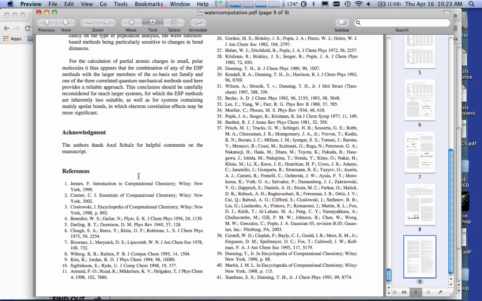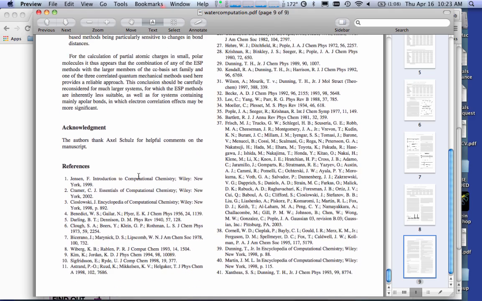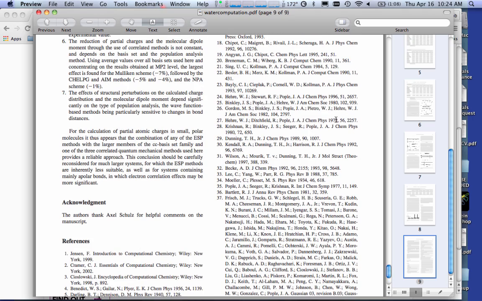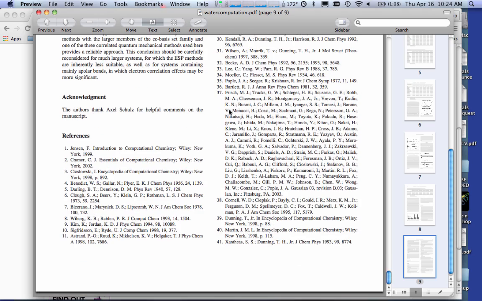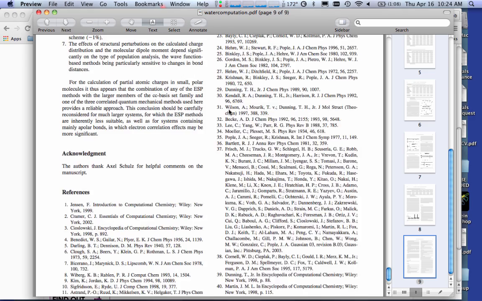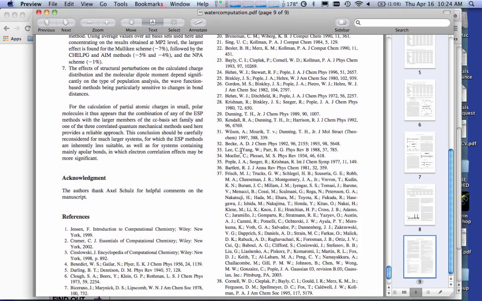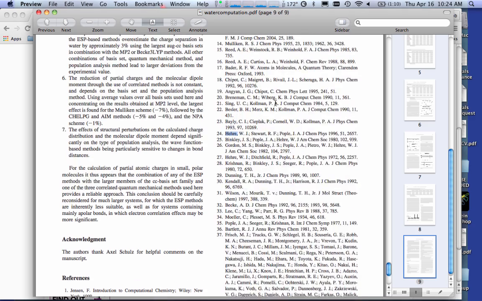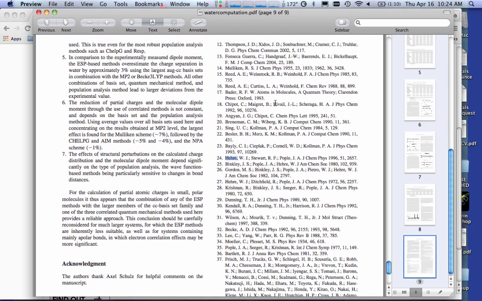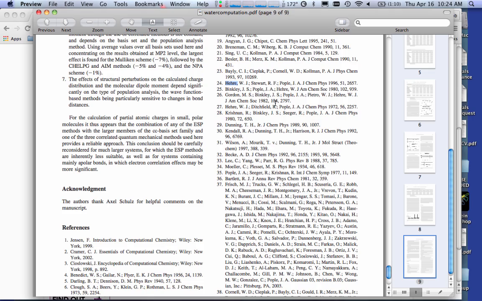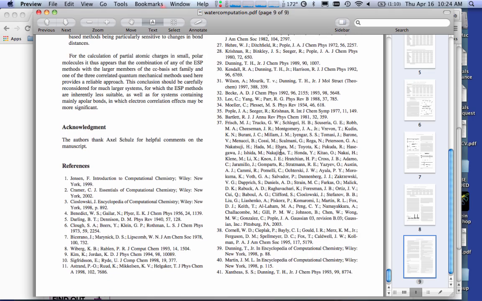I also spend a fair amount of time looking at the references. I'm looking to see who is cited here. Are these people I know? Do I see the same couple people cited a number of times? I might. So, for example, I see Lee, Yang, and Parr. They pop up in a couple places. I see this name Henry pop up a couple places. I look for those things because I do want to know who's doing this work.